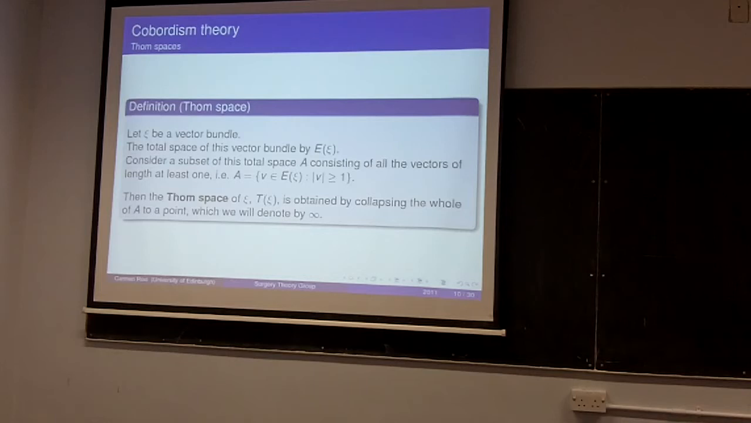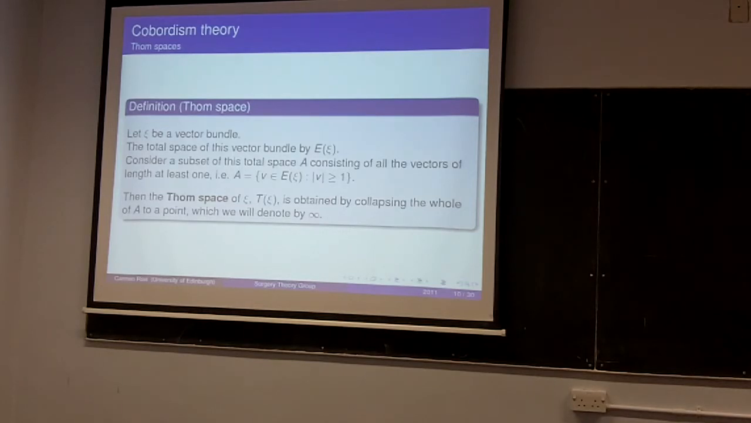Well, if you have a vector bundle, then you have your base space and you have your total space. If we consider the total space, then we can think of all the vectors that we have in that total space, and we can restrict our attention to the ones that are of length less than 1. If we leave those untouched and collapse all the rest to just 1 point, then we are creating the Thom space of that vector bundle.